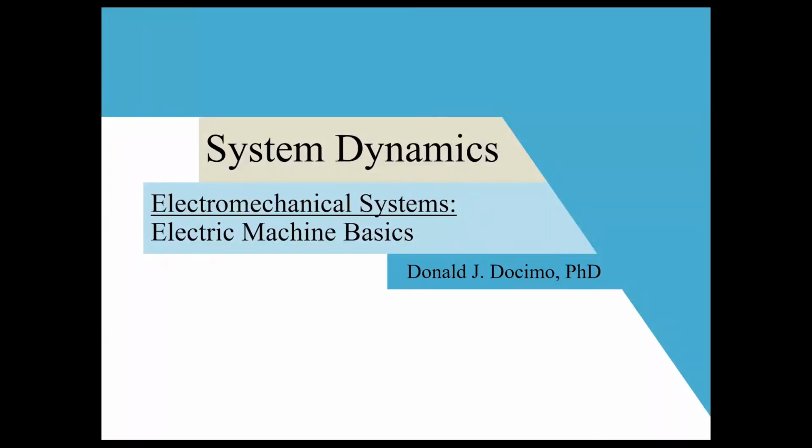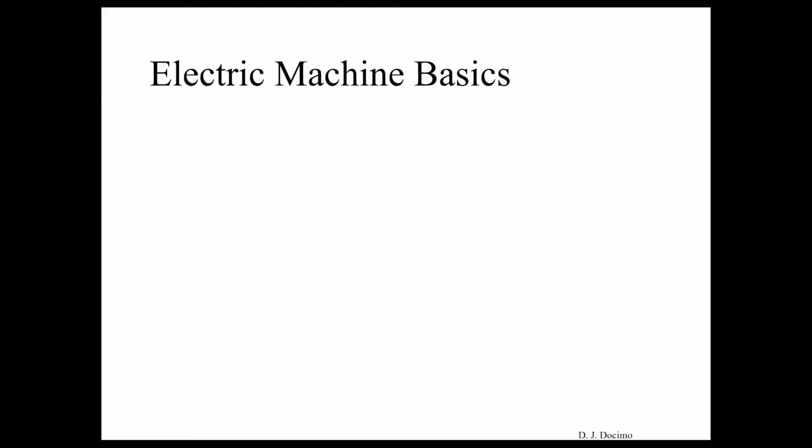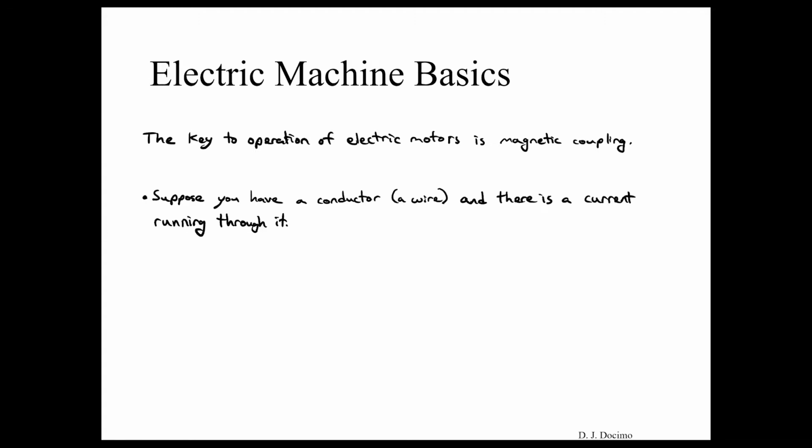Okay, this video is going to go over electric machine basics. So, the key to operation of electric motors is magnetic coupling. So, let's suppose you have a conductor, essentially a wire, and there is a current running through it. Then there is a magnetic field around that wire. So, if we have this situation, two principles apply.